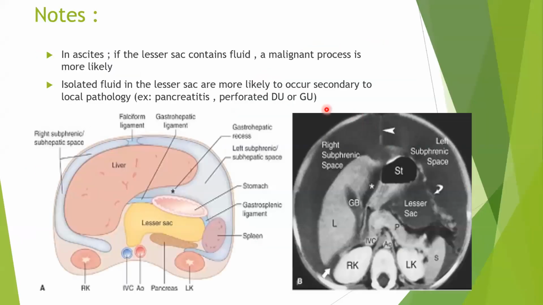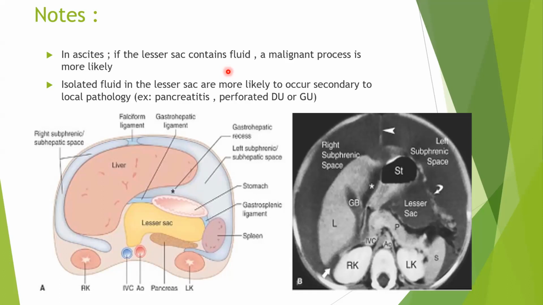As an aside, if the lesser sac contains fluid, a malignant process is more likely. If there's isolated fluid in the lesser sac, it is more likely to occur secondary to local pathology, for example, pancreatitis, perforated duodenal ulcer, or perforated gastric ulcer.